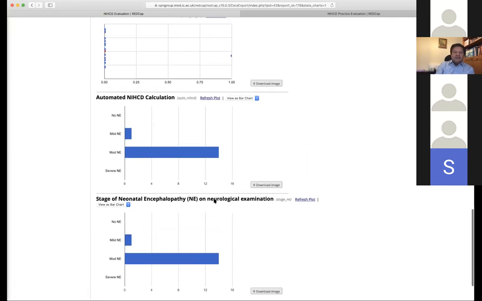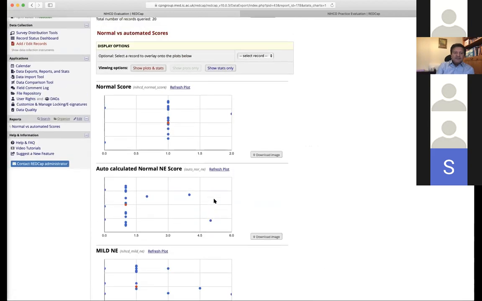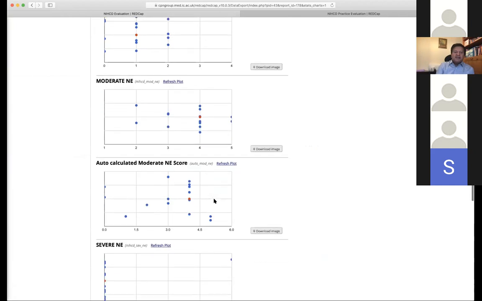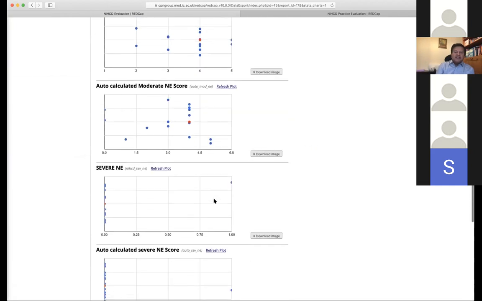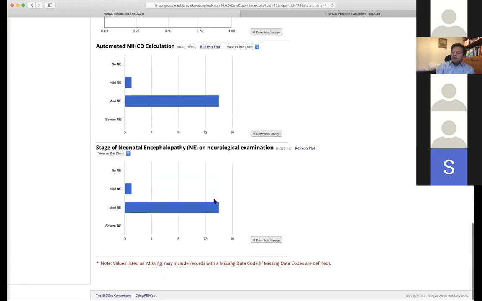Now, spontaneous activity was definitely reduced, but the baby had some movements. It's not like the baby is completely flat, completely motionless. The baby had some movements, but markedly reduced. Again, I would score that as moderate.